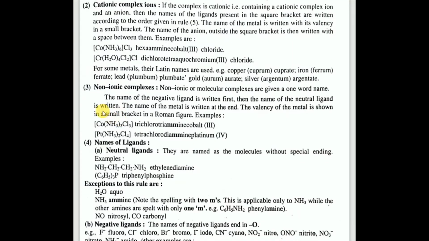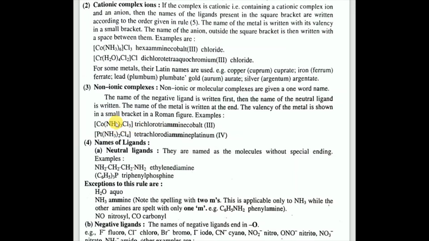Then the third rule is the IUPAC rule for non-anionic complex ions, means neutral complex ions. When the complex is non-anionic, we write the whole IUPAC name in one word. There is no space between the cation, anion and the ligands. When we write the IUPAC name of a non-anionic complex, first we write the name of negative ligands, then the name of neutral ligands, then the name of the metal at the end, and the valency of the metal is shown in a small bracket in Roman figures. There is no space between the ligands and the metal.